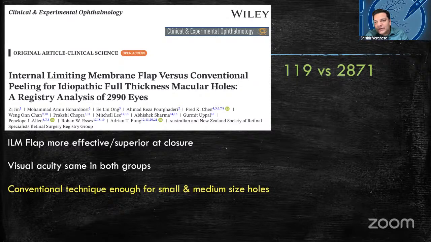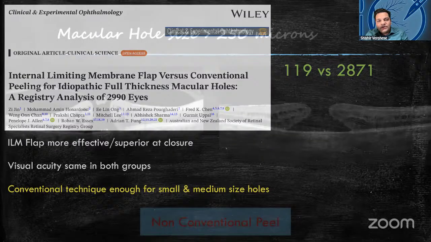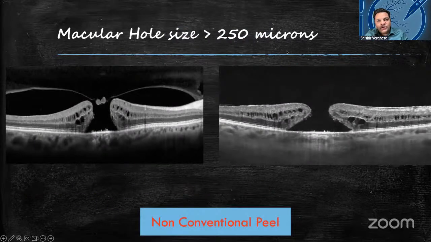So I will do a conventional technique only if the hole size is around 250 microns. Now, these are the two other holes, large holes of more than 250, more than 400. These types of holes, I will definitely do the ILM flap technique for such holes.